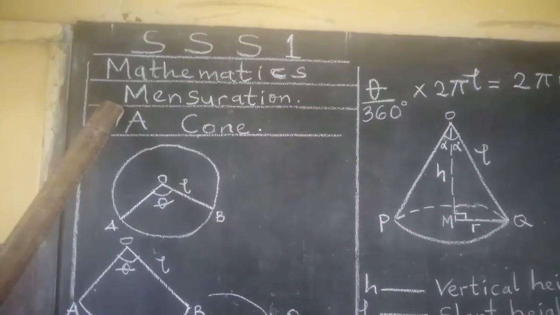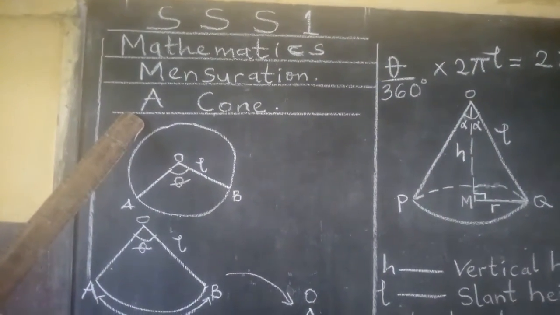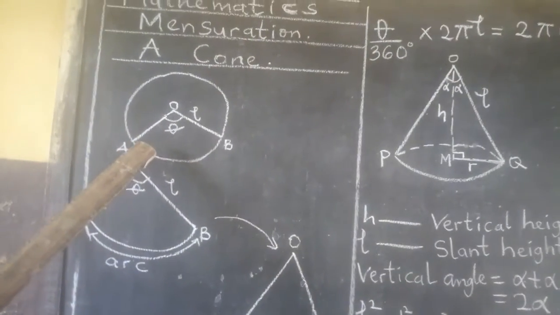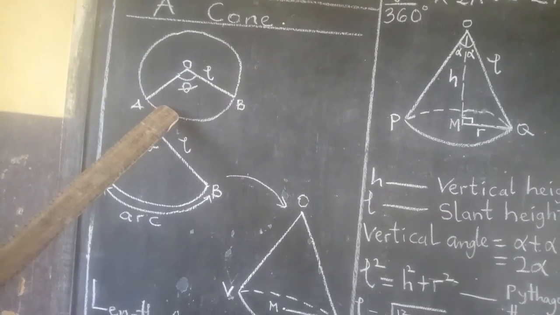Mathematics, we want to see mensuration. And under mensuration today, we want to see the cone. We want to see the relationship between the sector of a circle and a cone.